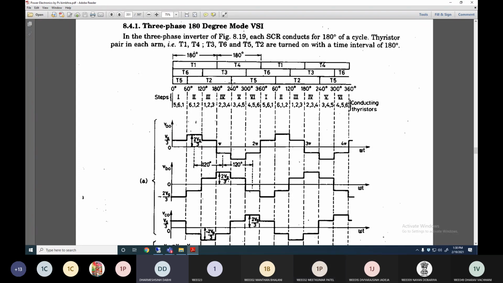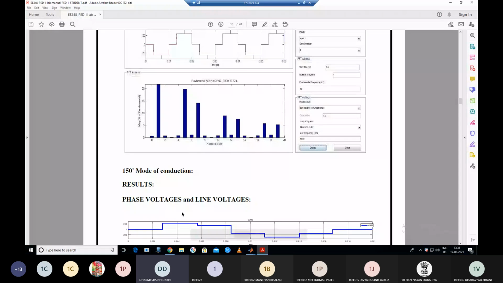Yes, sir. If you provide the phase delay of 240, then what will happen? You do not get this gate pulse between 0 to 60 degree in the first cycle. So to get this gate pulse in steady state condition between 0 to 60 degree, we provide the phase delay of minus 120 degree. It means that from omega t equal to 0, 120 degree in advance, your T5 is already in conducting mode.